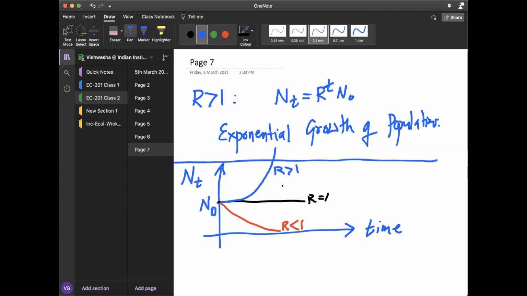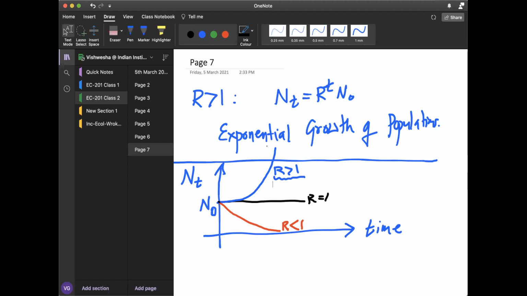Now, can this happen forever? Can the population keep on increasing forever? As somebody rightly pointed out, environmental constraints will begin to play a role. So clearly this cannot happen forever. But can this happen at all? Can populations grow exponentially at all? Yes, they can. And when is that? When there is no resource limitation.